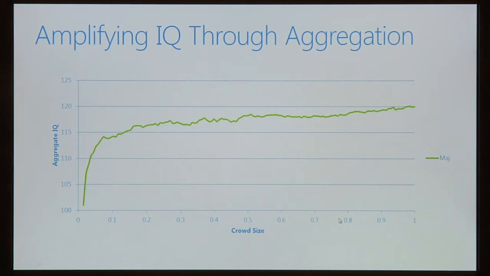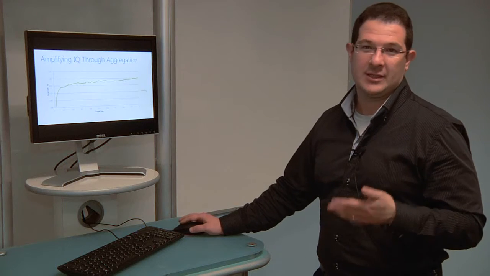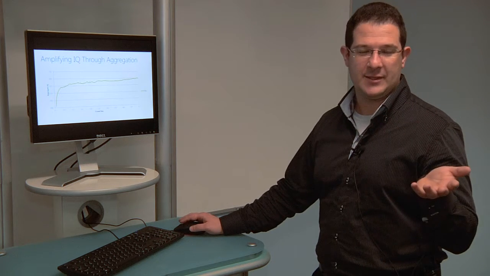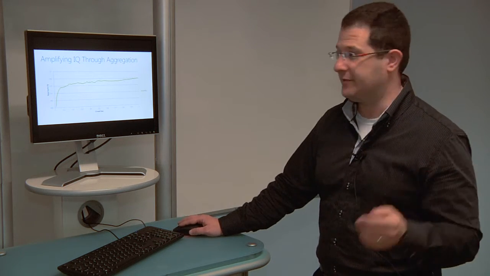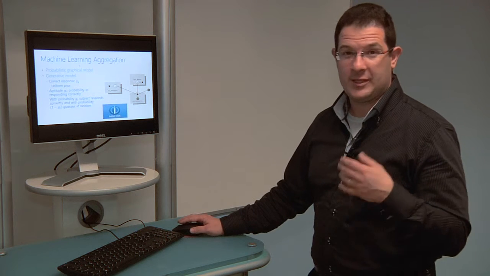This plot shows the performance that we obtain for different crowd sizes, starting from only one person to 100% of a crowd of 100 individuals. So a pretty big crowd. And as you can see, the IQ of the crowd greatly increases, but it saturates at some point. The question that we've asked is, can we do better by using a mechanism that is slightly better than just majority voting? So we did do that.